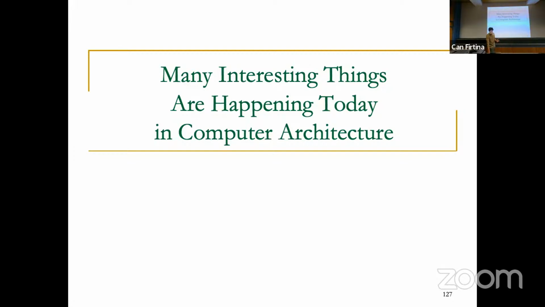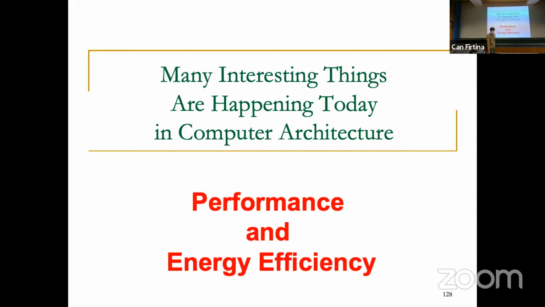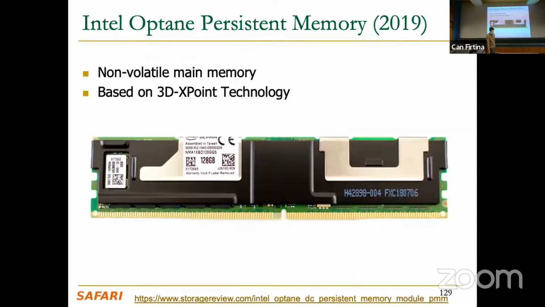But many more interesting things are happening today in computer architecture. For example, in terms of performance and energy efficiency. This is a very good example of technology that was proposed many years ago, and there was a lot of research in terms of hardware and architecture about this type of memory, and in the end, someday it became real. The first non-volatile main memory produced by Intel. You might have heard of this 3D XPoint, or Intel Optane, I think is the commercial brand.